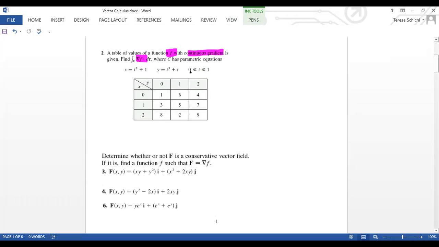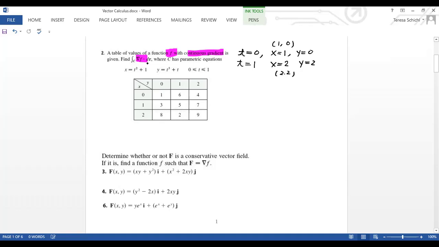So the t start is 0. When t equals 0, what is my x? x is 1, y is 0, right? Then when t equals 1, what is my x? x equals 2. And what is my y? y is 2 also, all right? So my starting point is (1, 0) and the end point is (2, 2).